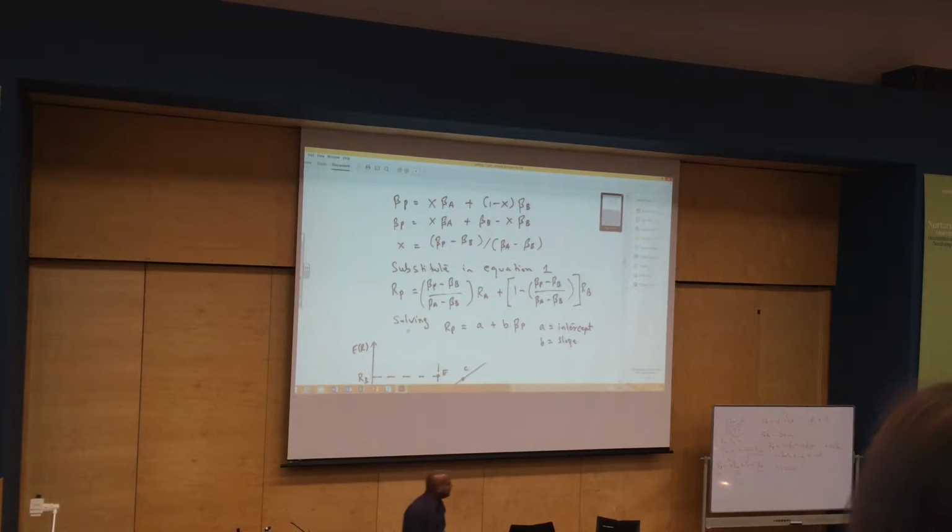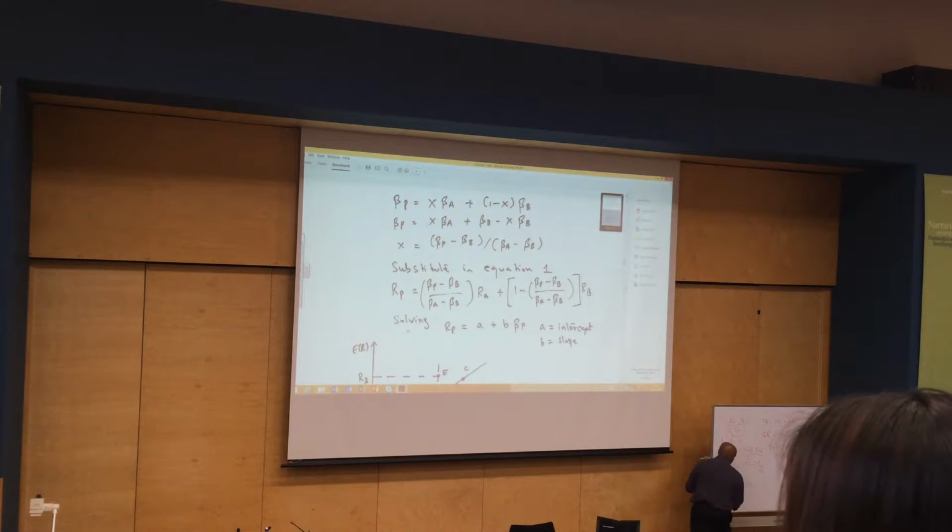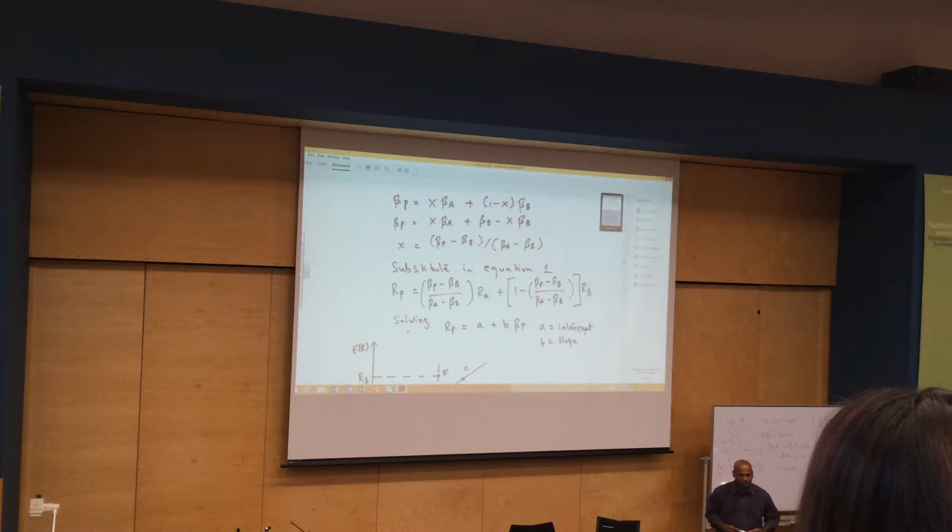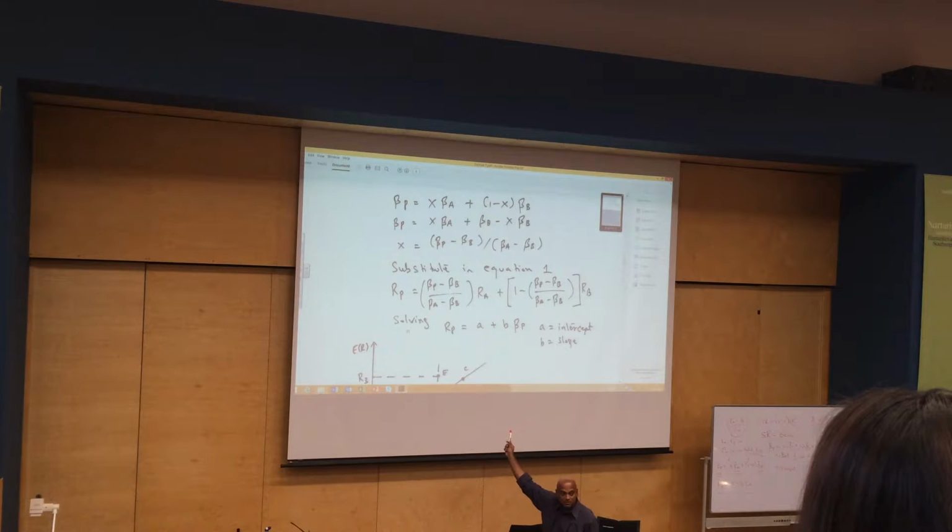That is the equation of a line. See that? That is an equation of a line. And that is equation 1 from the previous slide with x equal to that number. Right?